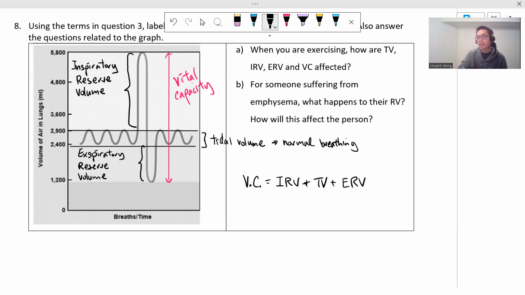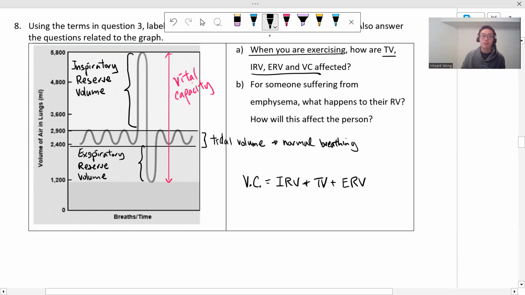So I want you to think about this. When you are exercising, how will these things change? Just think about it. I'll explain in a second. Let's say you're running. Think about how your breathing pattern changes and how these volumes will be. Not so much faster or slower. I'm looking for whether these volumes increase or decrease. I think I understand what you mean though, right?